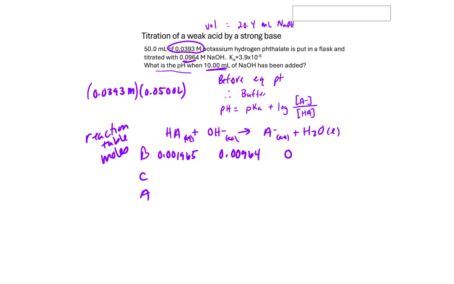In this reaction, I forgot a zero. We're going to get 0.000964 moles of OH minus. Before the equivalence point, the base that's being added needs to be the limiting reagent. If it's not, you did a calculation incorrectly or missed a zero, just like I did right there. So we're going to subtract 0.000964 from both OH minus and HA.